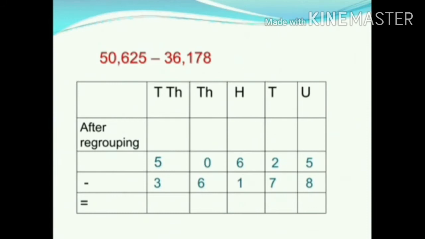So borrow 10 from tens place. So units place can be written as 10 plus 5. 10 units plus 5 units is equal to 15 units. After borrowing 10 to units place, tens place is left with 1. Now subtract units place digits. That is 15 minus 8 equals 7. Write 7 in units place.